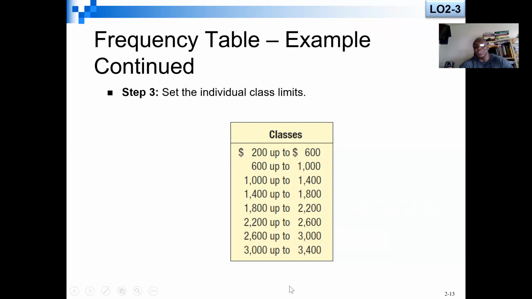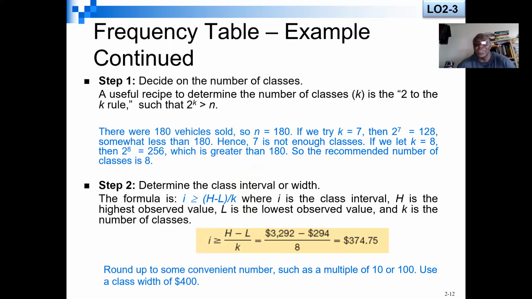Remember, we have 8 classes. So you can see the classes here: 1, 2, 3, 4, 5, 6, 7, 8. Based on the values that we have, and also the class width of 375, we make it 400. So we move from 200 to 600, 600 to 1,000, and then 1,000 to 1,400. So this is how we set our class width.